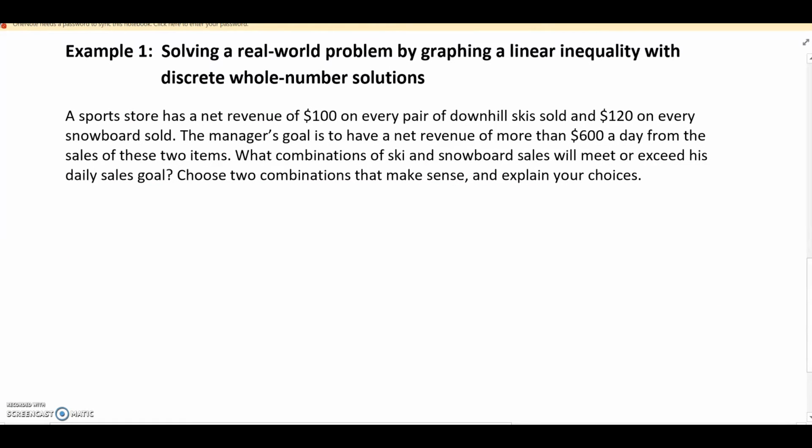For example 1 here, it says: solving a real-world problem by graphing a linear inequality with discrete whole number solution. A sports store has a net revenue of $100 on every pair of downhill skis sold and $120 on every snowboard sold. The manager's goal is to have a net revenue of more than $600 a day from the sales of these two items. What combinations of ski and snowboard sales will meet or exceed his daily sales goal? Choose two combinations that make sense and explain your choices.